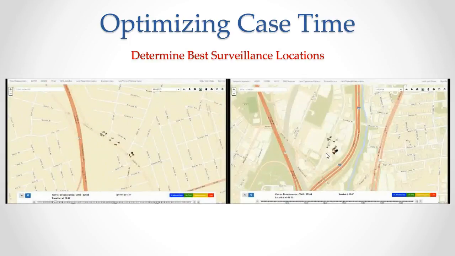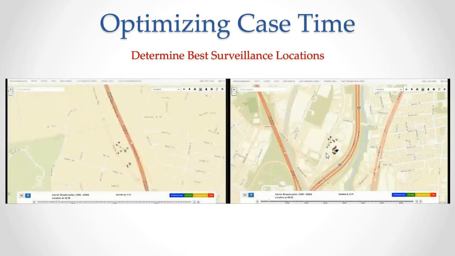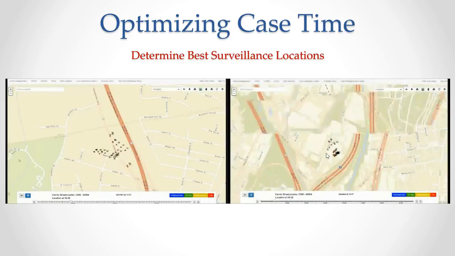So as we follow him on the right-hand side, he stops at this particular location for 12 minutes, where on the left-hand side, he didn't stop there. He kept going about his day.